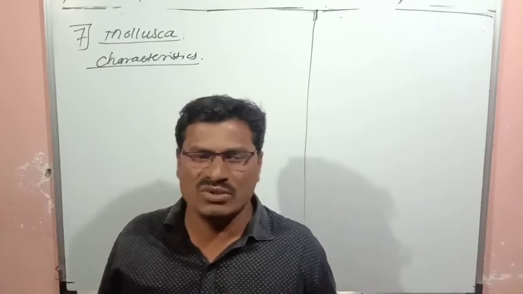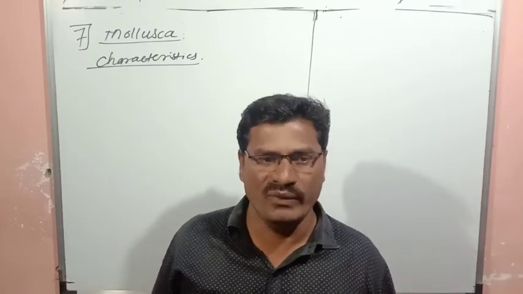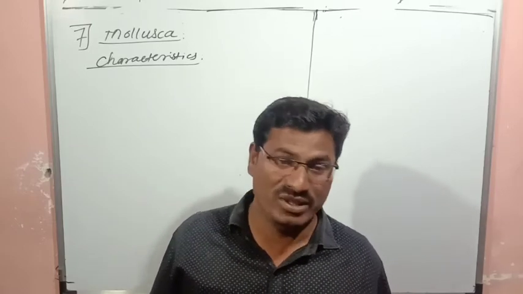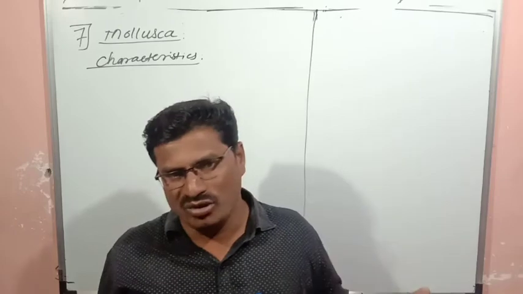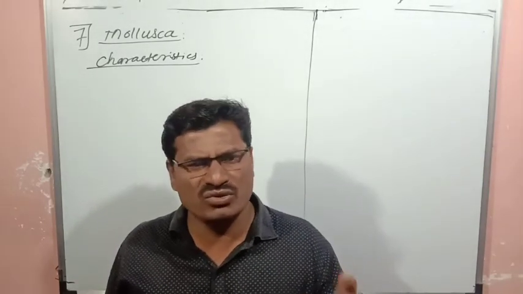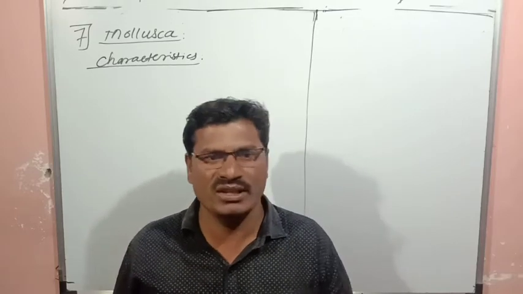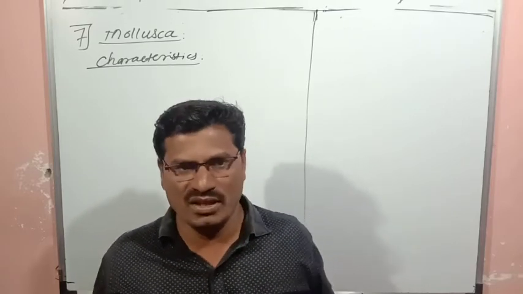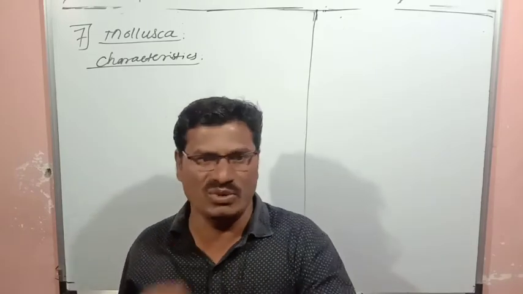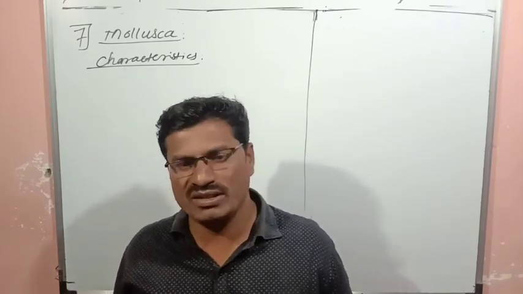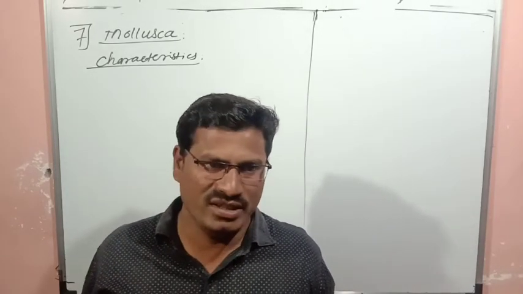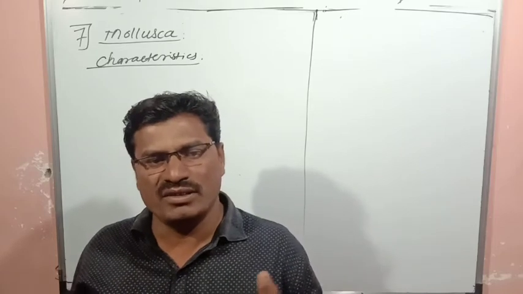Next, what type of body do these animals have? Their body is triploblastic, having three germinal layers: endoderm, ectoderm, mesoderm. Their body is also eucoelomate, non-segmented and soft. The exception is the snail, which has bilateral symmetry.